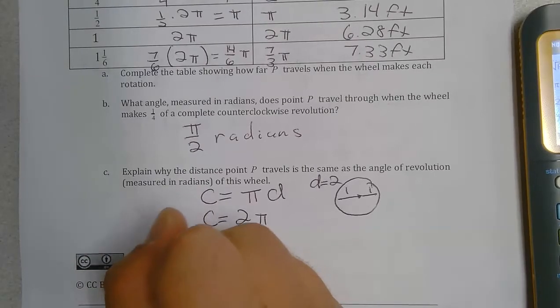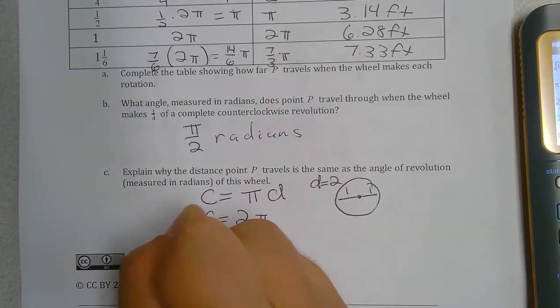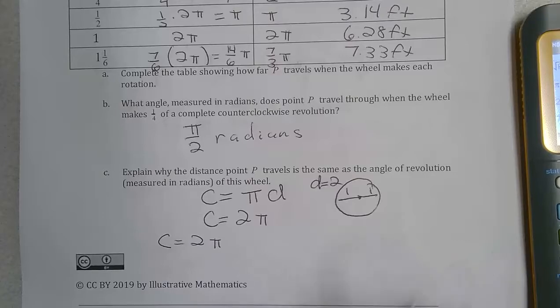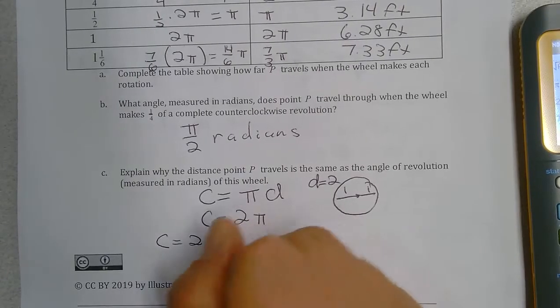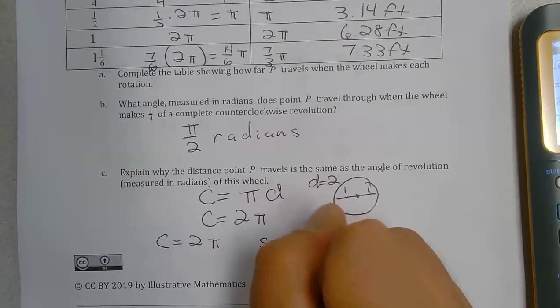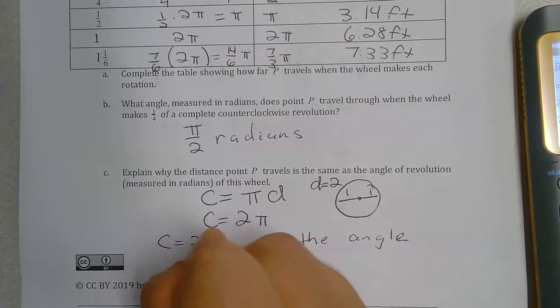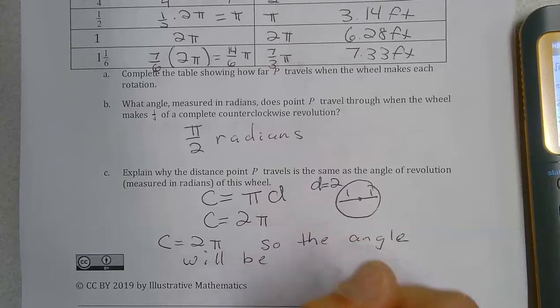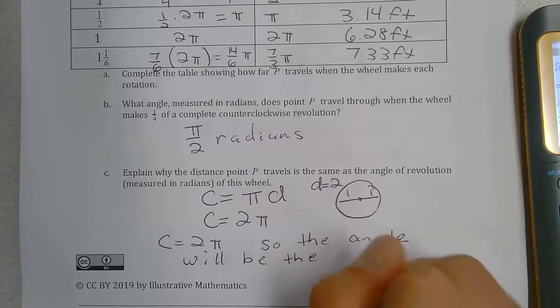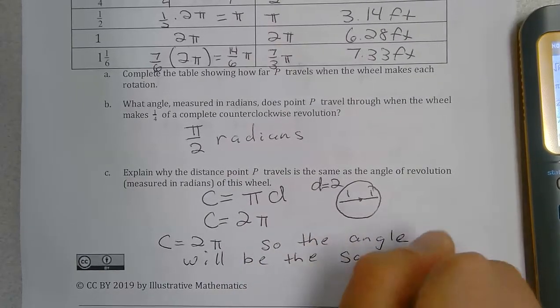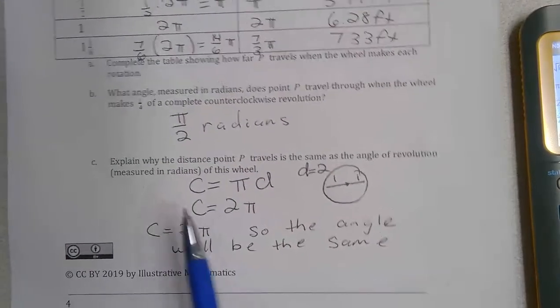So the circumference is 2 pi. So the angle will be the same as the fraction of the circumference it goes around.